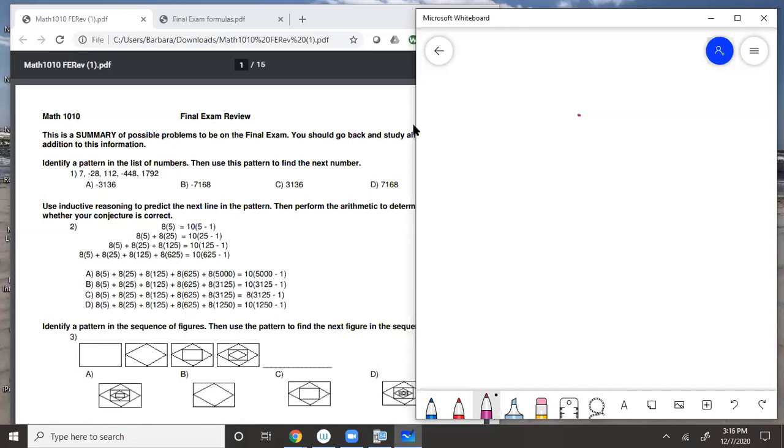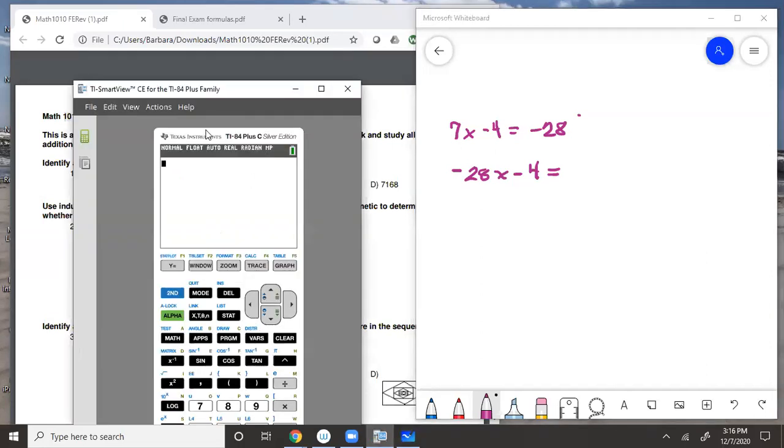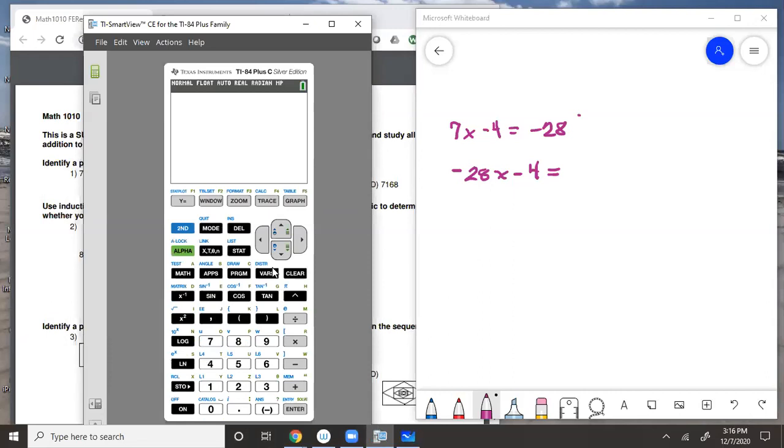So 7 times negative 4 is equal to negative 28, right? And so try that. What is negative 28 times negative 4? And see if we can get that 112. Negative 28 times negative 4 is indeed 112. So there's our pattern.